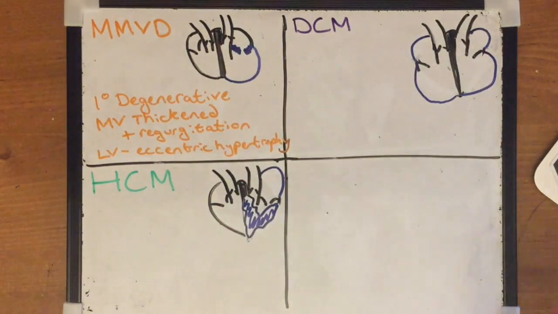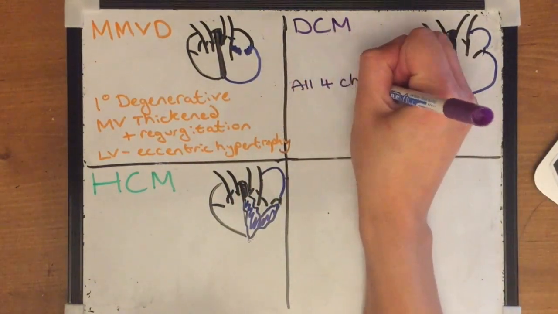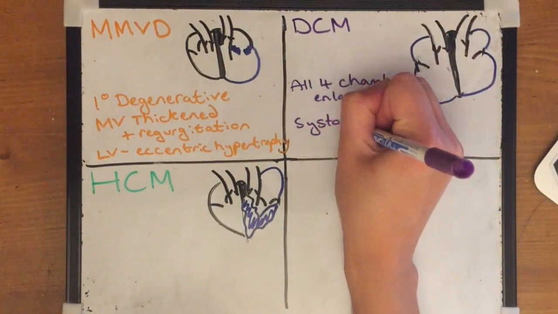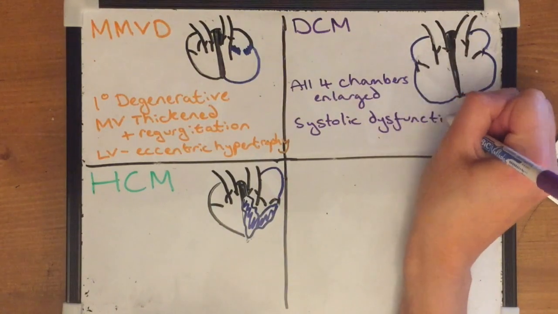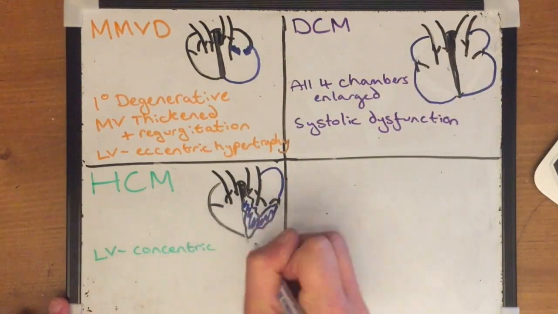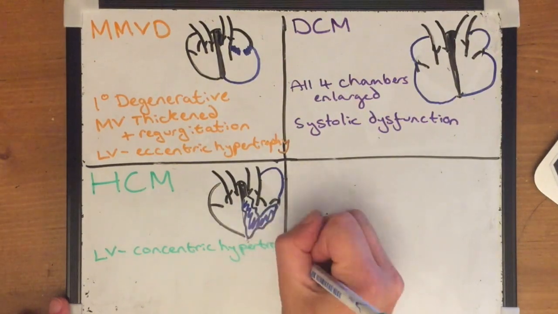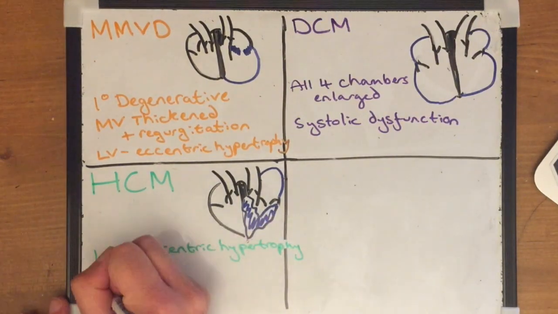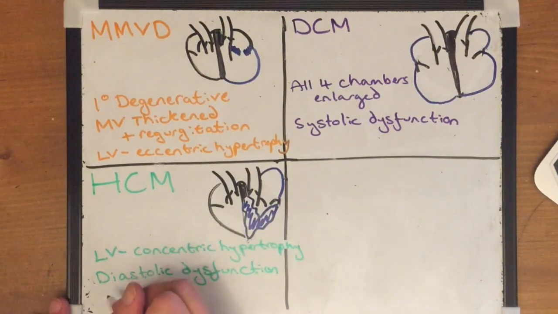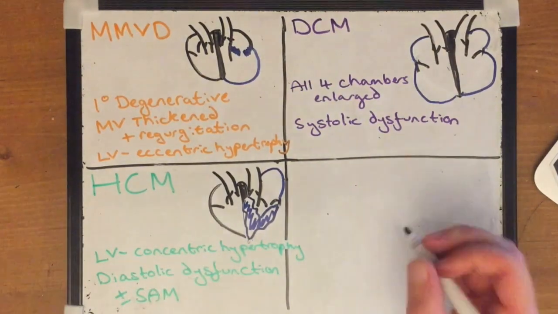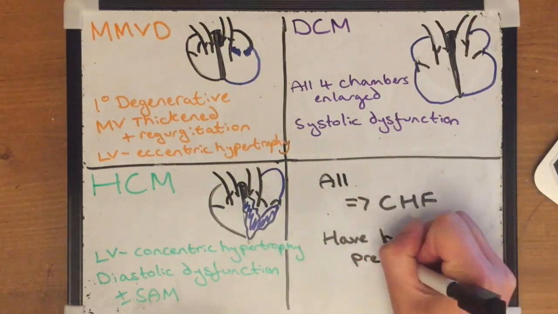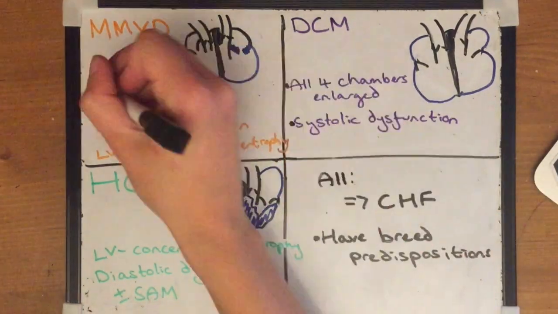Dilated cardiomyopathy is characterized by enlargement of all heart chambers. It is a disease of systolic dysfunction. Hypertrophic cardiomyopathy is characterized by left ventricle concentric hypertrophy. It is a disease of diastolic dysfunction and may involve SAM. All three of the diseases can progress to congestive heart failure, and all have breed predispositions.